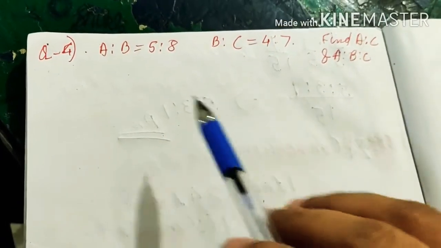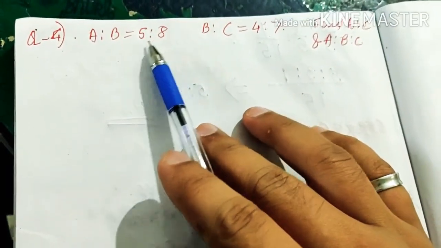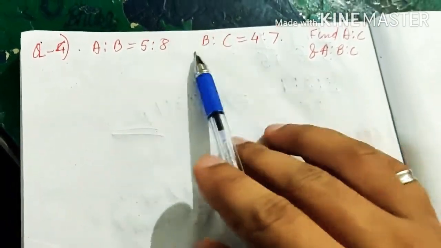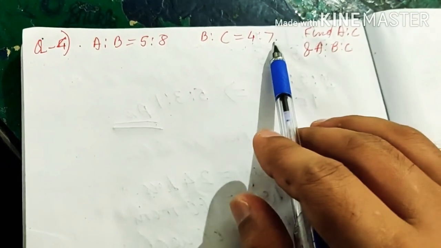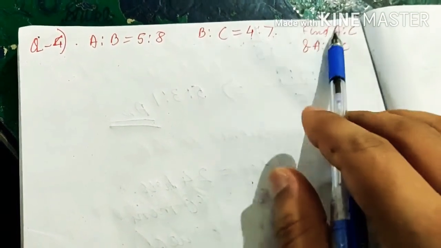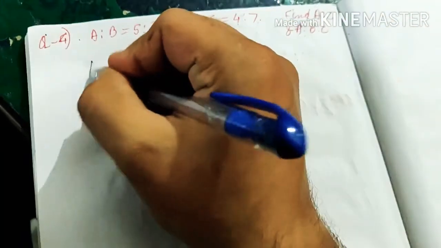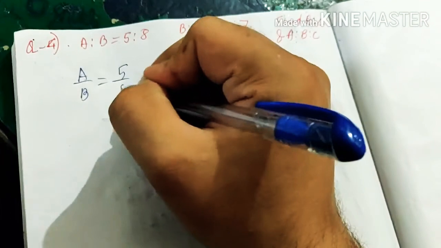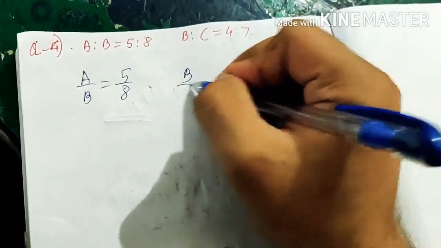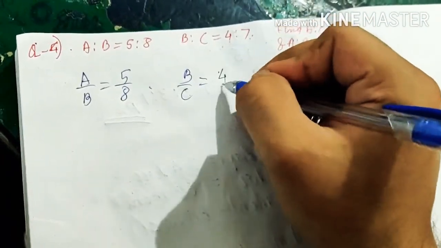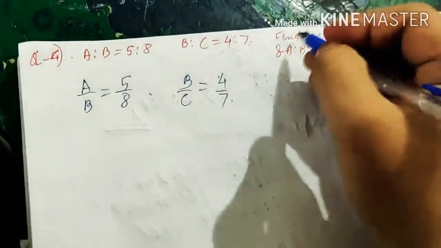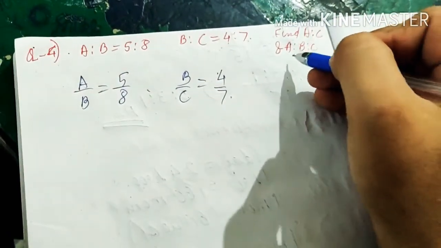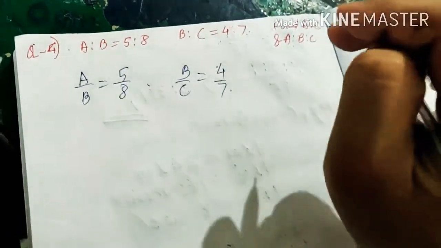So here we have one more question that says A is to B equals 5 is to 8 and B is to C equals 4 is to 7. And you have to find A is to C. Okay, here you are given A upon B equals 5 upon 8 and B upon C equals 4 upon 7. And you have to find A is to C and A is to B is to C. You have to find these two things.